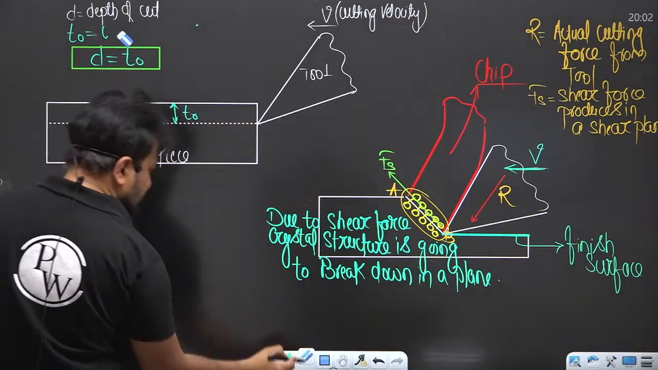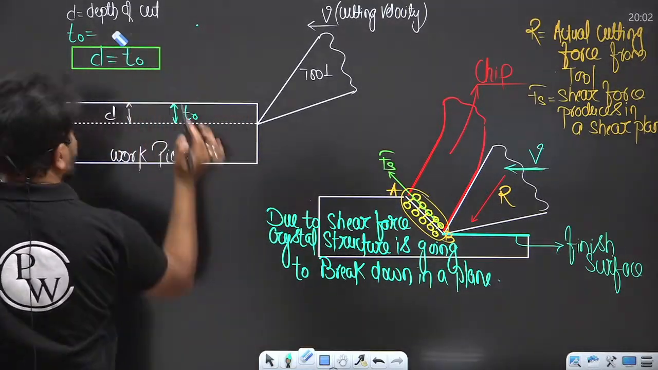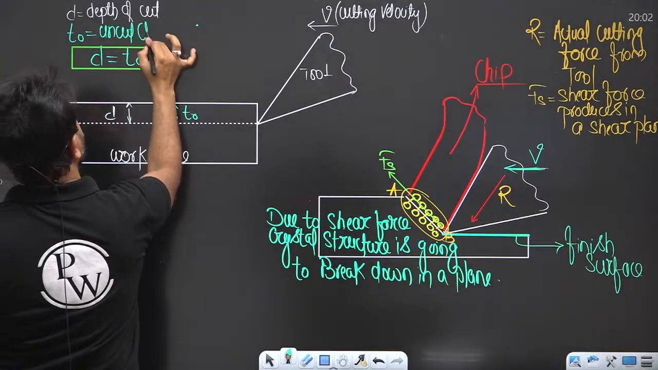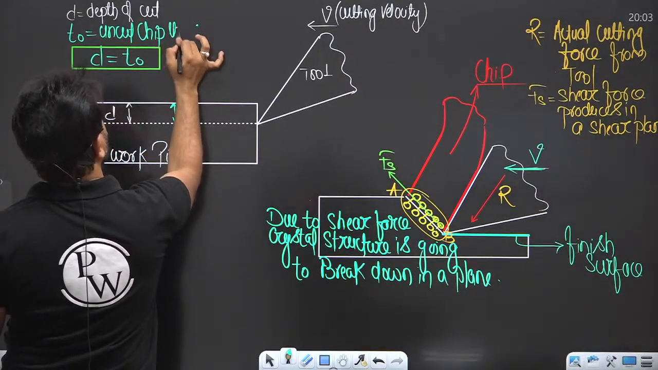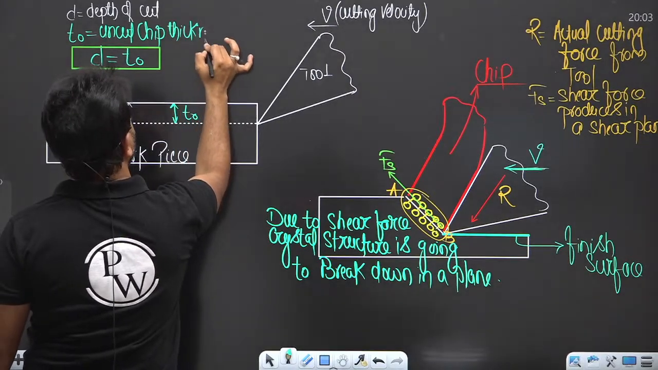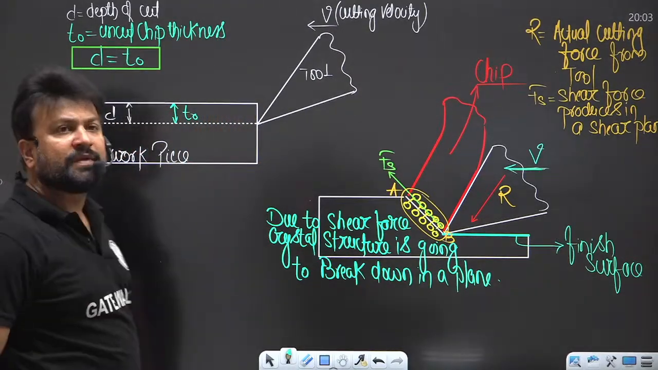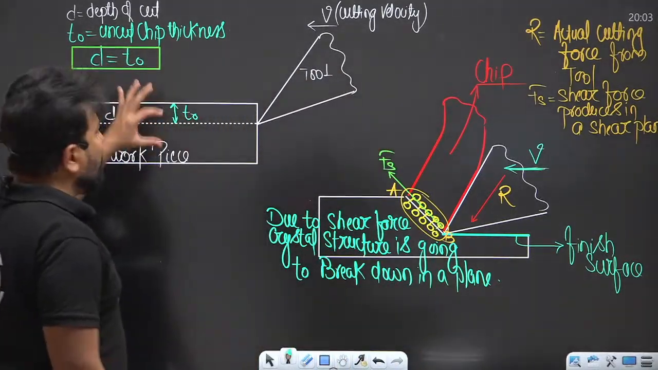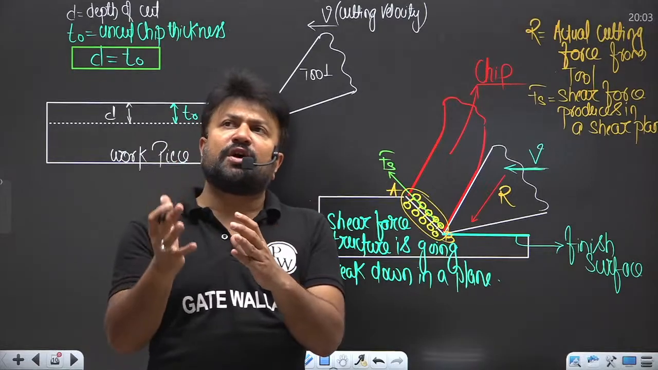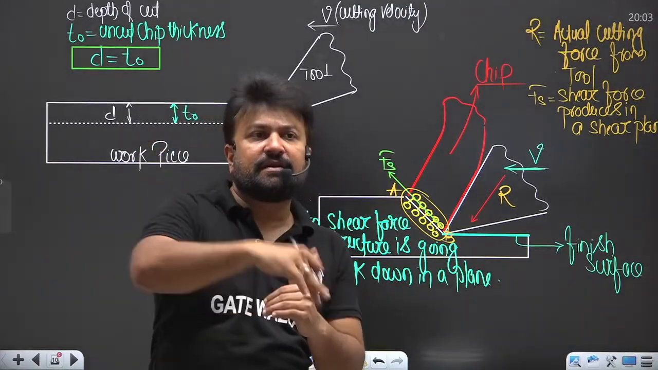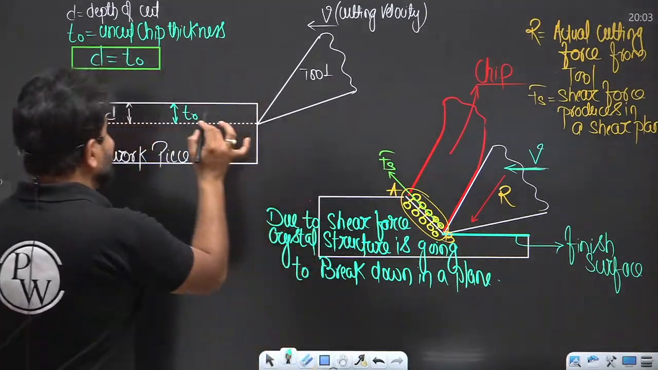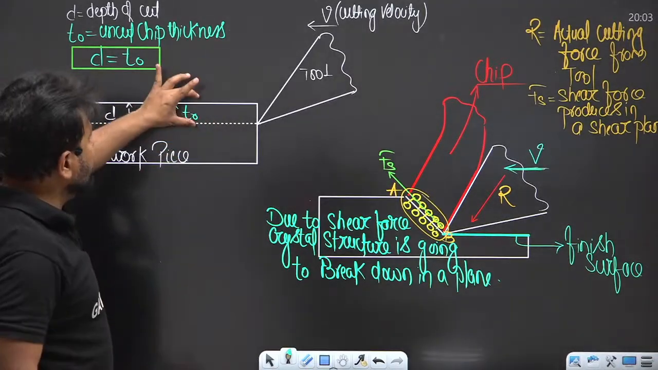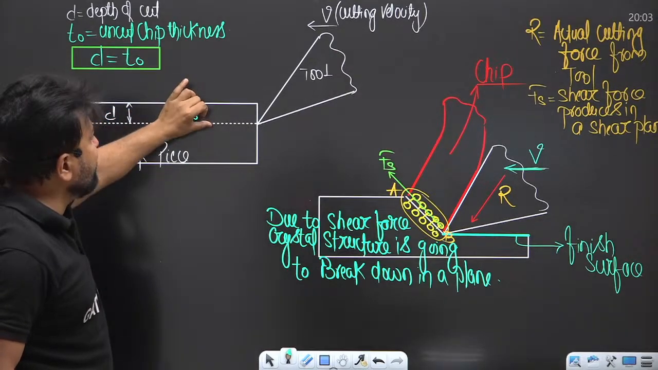Uncut chip thickness. What is this known as? Uncut chip thickness. From this figure, you can understand that T naught is the uncut chip thickness because it is before the cut. T naught is a perpendicular distance, basically, from the top layer to the bottom layer. Am I clear?